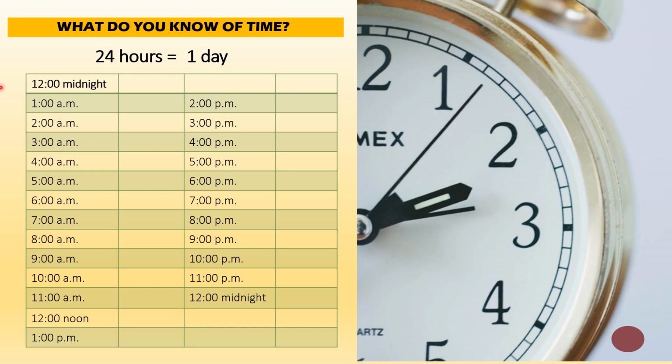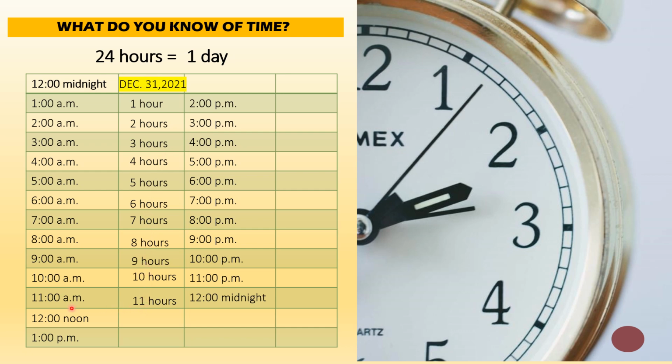What do you see in the table? Yes, listed is the time starting from 12 o'clock midnight of the day down to the next 12 midnight of the following day. Say for example, when the clock strikes 12 midnight, it is December 31, 2021. When the clock strikes 1 o'clock a.m., then an hour has passed. When it strikes 2 o'clock a.m., 2 hours have passed. When it strikes 3 a.m., 3 hours have passed, and so forth.